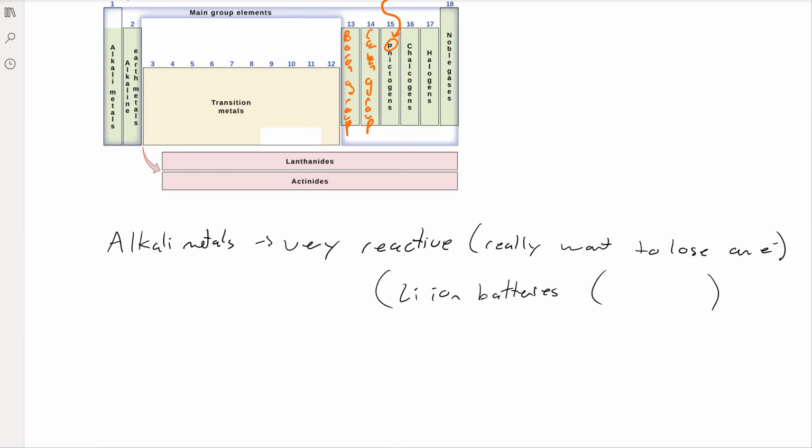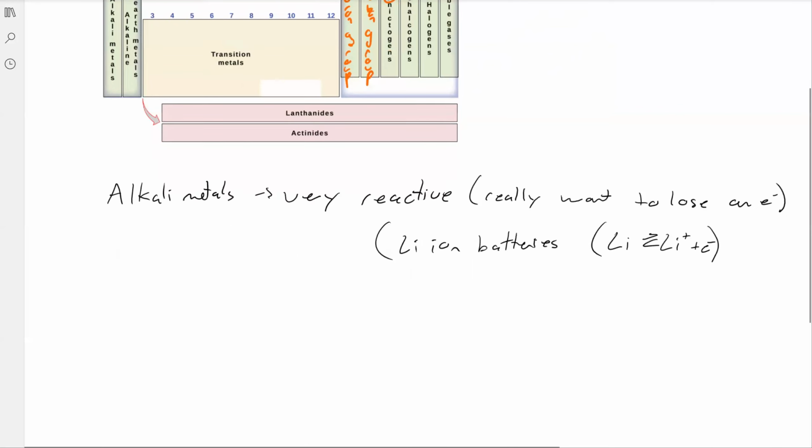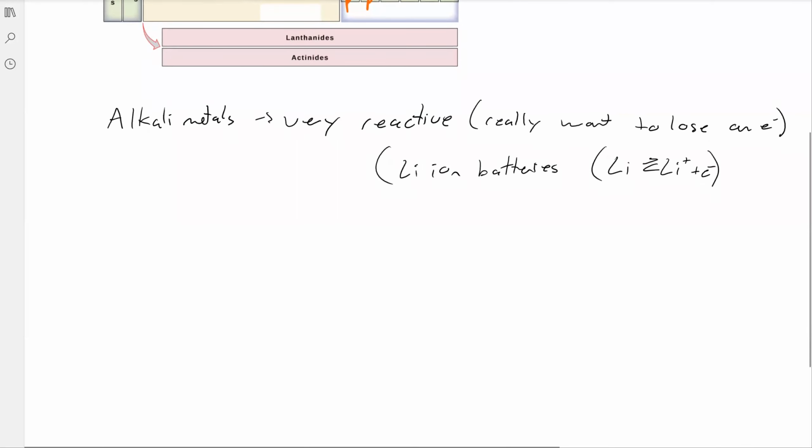In your lithium-ion battery, it obviously contains lithium, and what's going on as you charge and discharge this battery is you take an electron away from a lithium, or you give lithium its electron back. And that's basically how a battery works. When you're discharging or using the battery, you're going from lithium to lithium plus, right? And then when you're charging it, you're going the opposite direction.